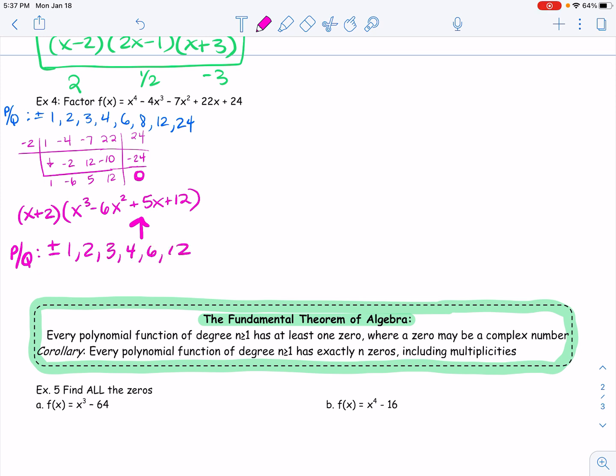Okay, so I'm going to pick another number from this list. This time my favorite number is 4, so I'm going to go with 4. So I'm going to pick 4 up here. I'll write down the coefficients of this polynomial now: 1, -6, 5, and 12.